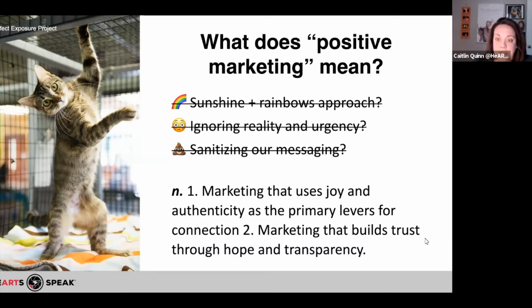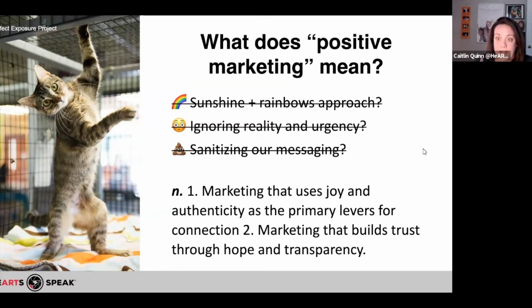So for our purposes today, we're going to talk about this as marketing that uses joy and authenticity as the primary levers for connection. We're also going to talk about how, in that process, we are ultimately building trust through hope and transparency. Those are words that I think will come up again and again. Other buzzwords that I want you to remember around positive marketing are things like compassion and empathy.